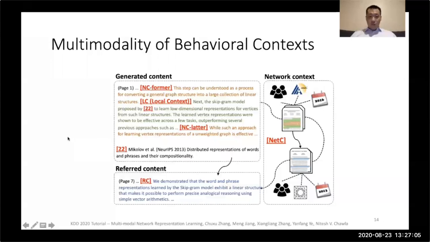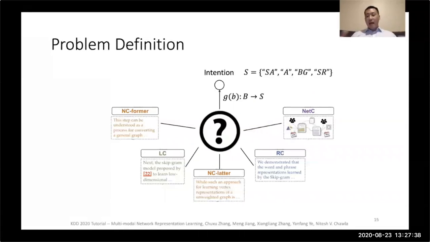Also, in the generic content we have different parts. The sentence that has the trigger of the citation, we call the local context. And the neighboring context, either the former sentence or the later sentence, can also play a significant role in reflecting the intention of the author. So this author-generated content can be split into three parts: the neighboring context former, the neighboring context later, and the local context. So now we have five modalities, five kinds of information that are fused together to predict the behavior intention.